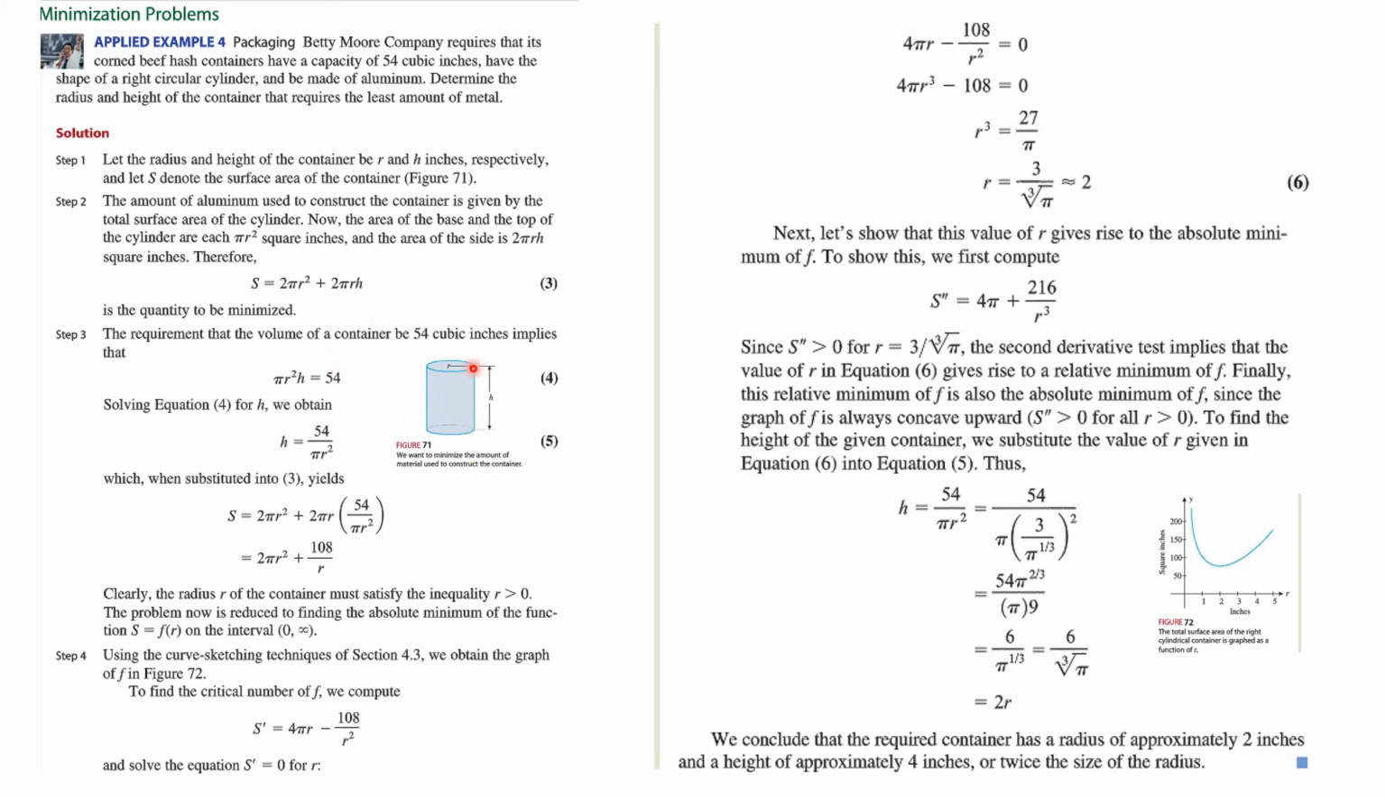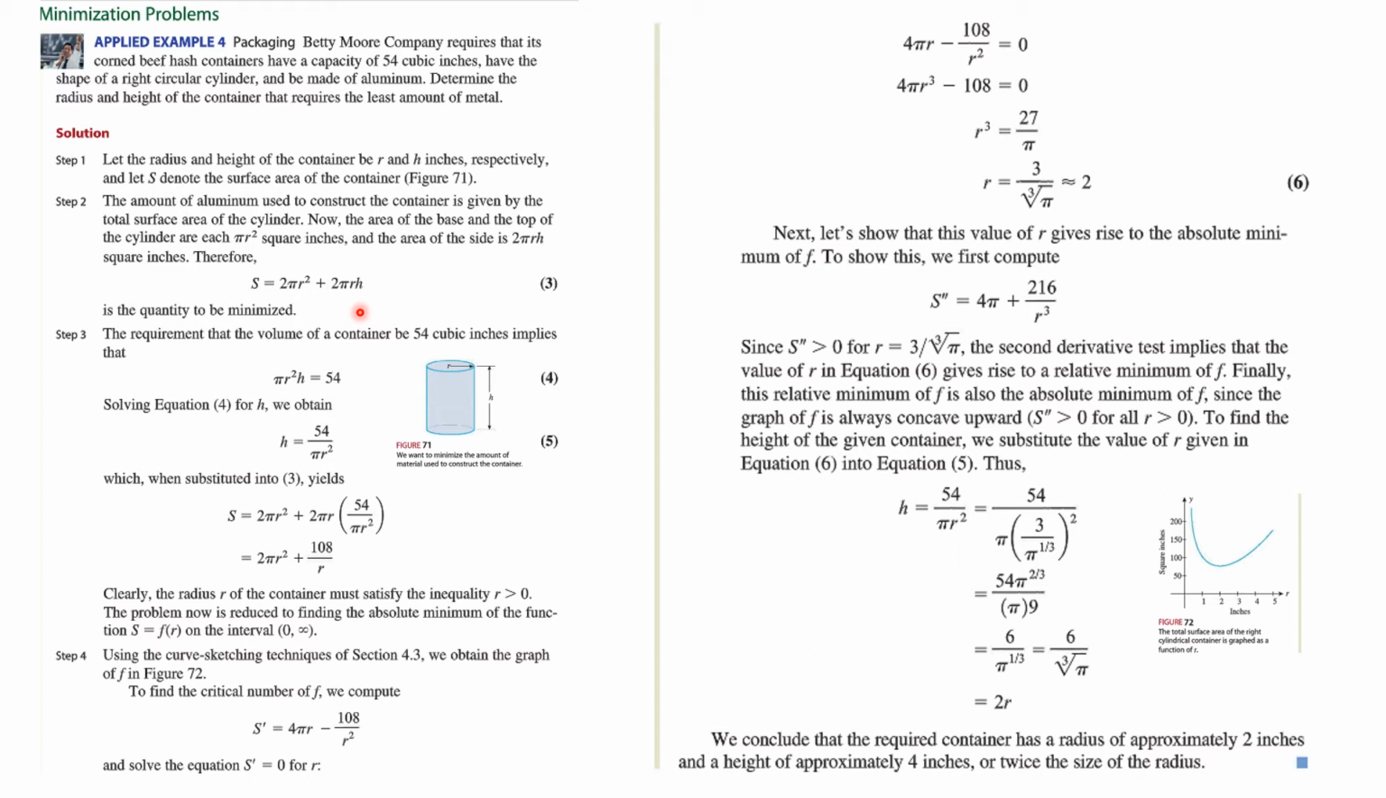So the one dimension is going to be going all the way around the circle, which is 2 pi r, and the height is h. So this is a rectangle. It is 2 pi r h. So you see the surface area is the top, the bottom, and all around the sides. So this is what I'm trying to minimize.